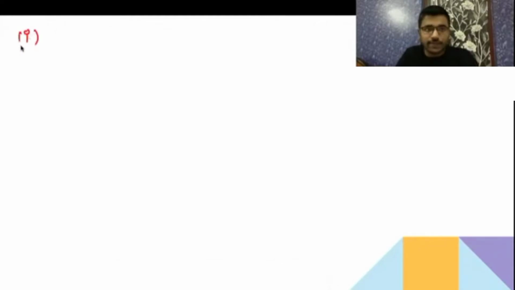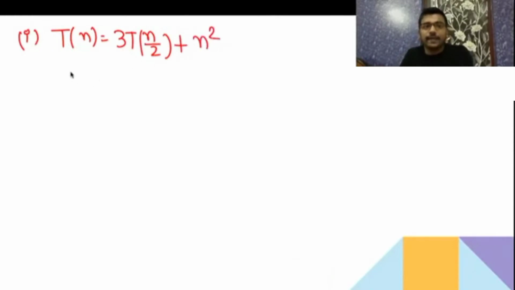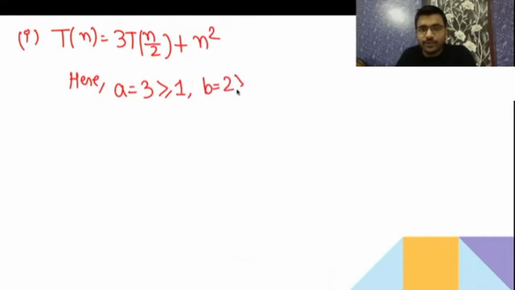So the first example is Tn equal to 3T(n/2) + n square. Here a equal to 3, which is greater than or equal to 1, condition satisfied. b equal to 2, which is greater than 1, condition satisfied. k equal to 2, and p here is nothing, that is 0.